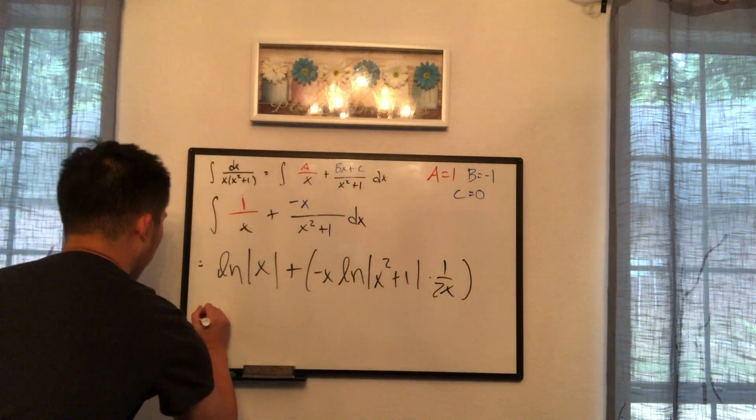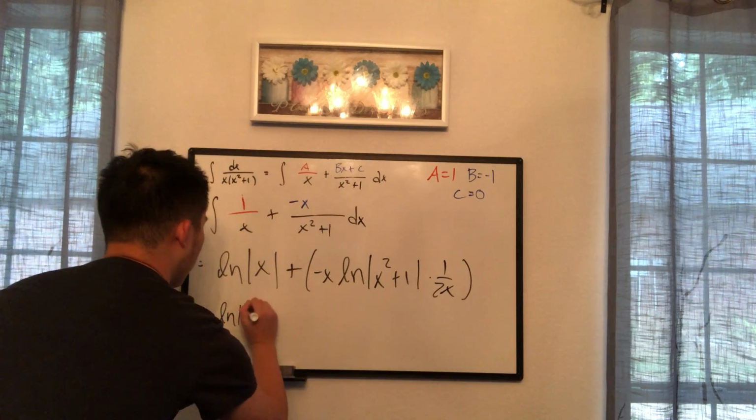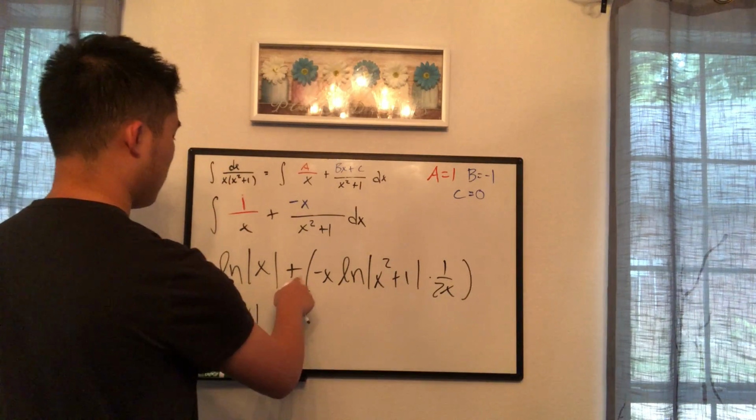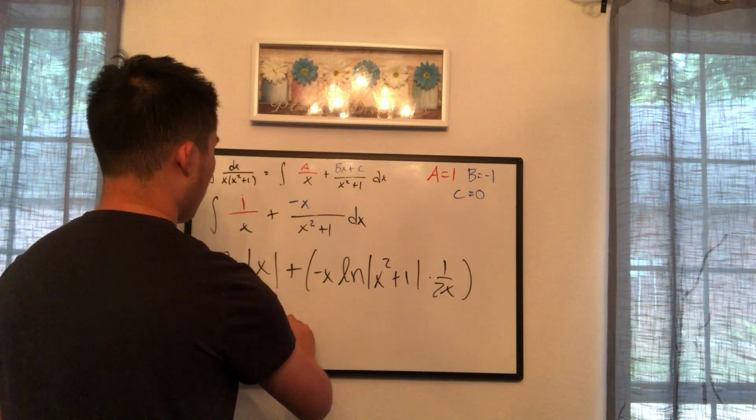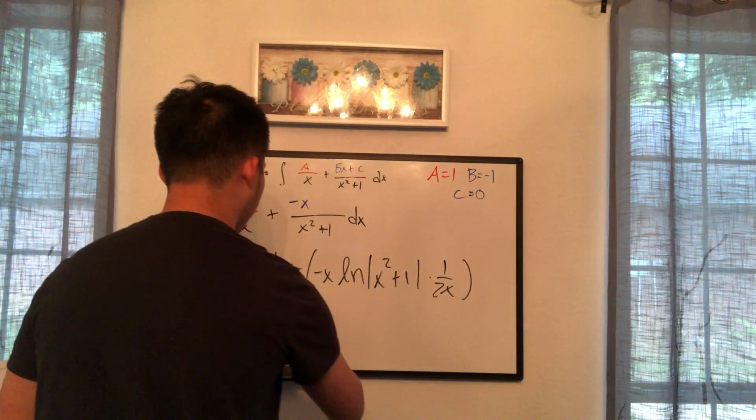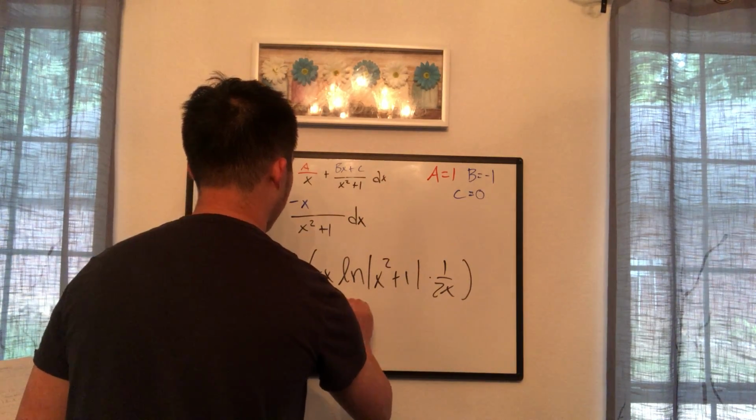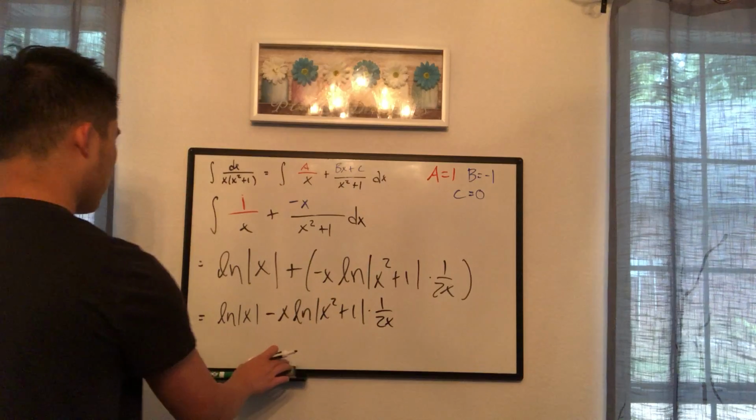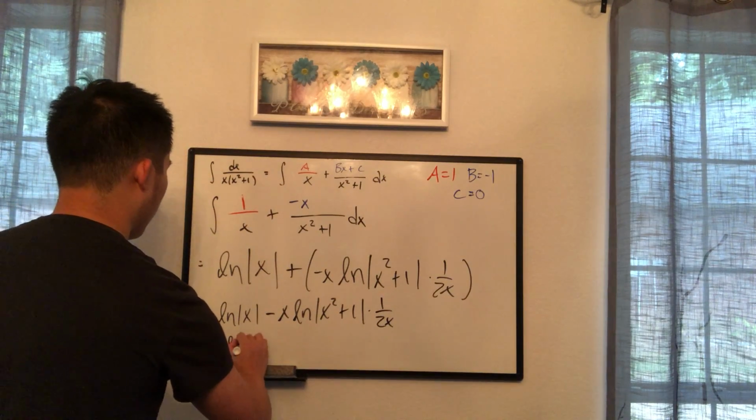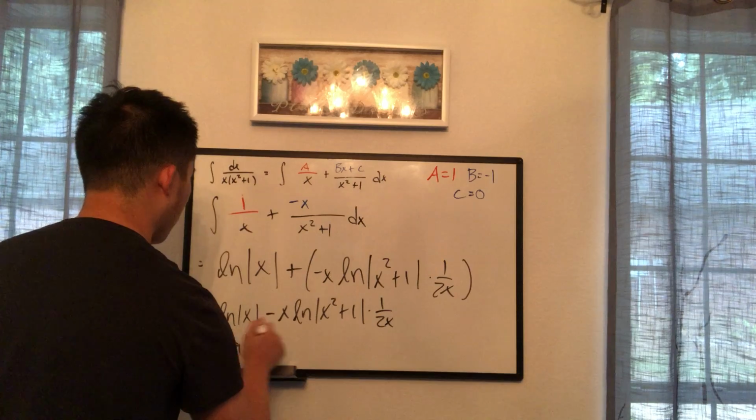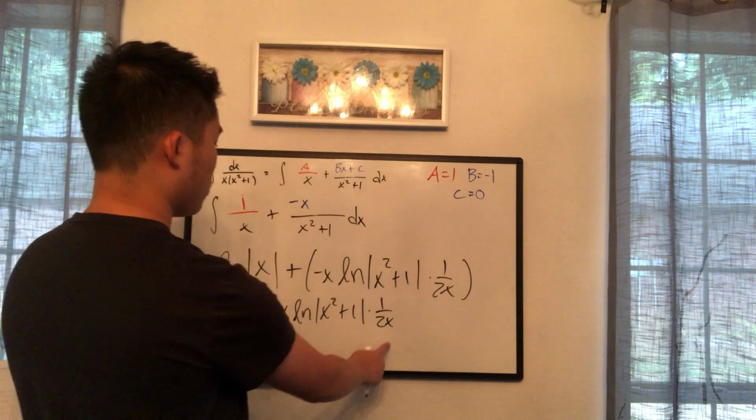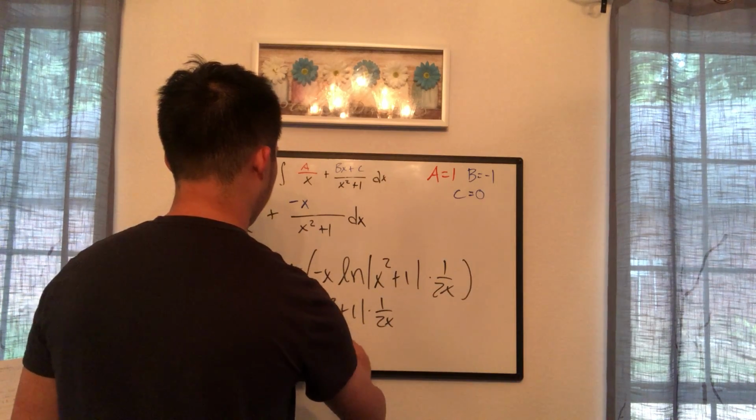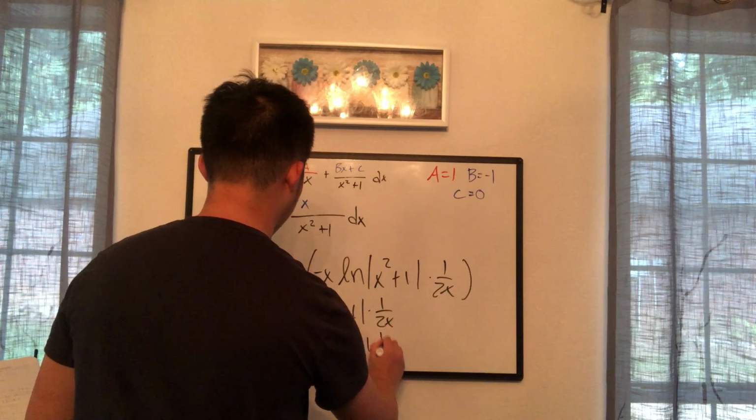And simplifying this, we get ln of x, and then let's just go ahead and make this a negative. Positive times a negative is a negative, so minus x ln of x squared plus 1 times 1 over 2x. And we simplify this further. ln of x minus, we can see that these 2x's cancel out, so you're just left with 1/2 ln of x squared plus 1.